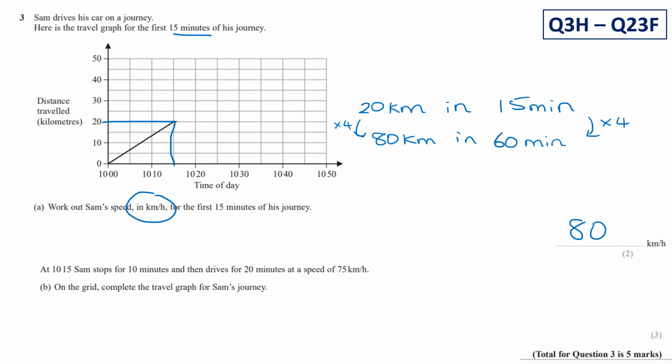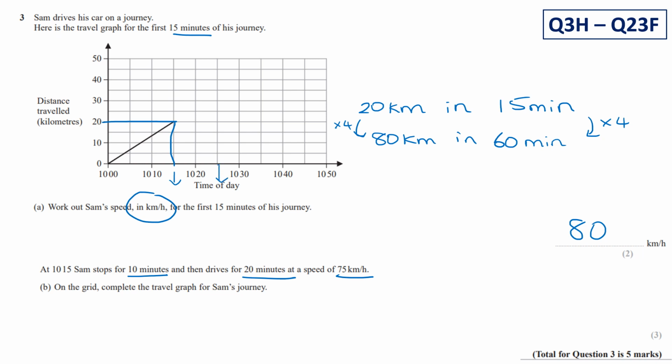At 10:15, Sam stops for 10 minutes and then drives for 20 minutes at a speed of 75 kilometers per hour. So these are the key bits of information, and I need to draw this on the travel graph. So the first situation is I'm here at 10:15, and from 10:15 through to, well, each one of these blocks represents 5 minutes, so through to there at 10:25, I'm going to be stationary.